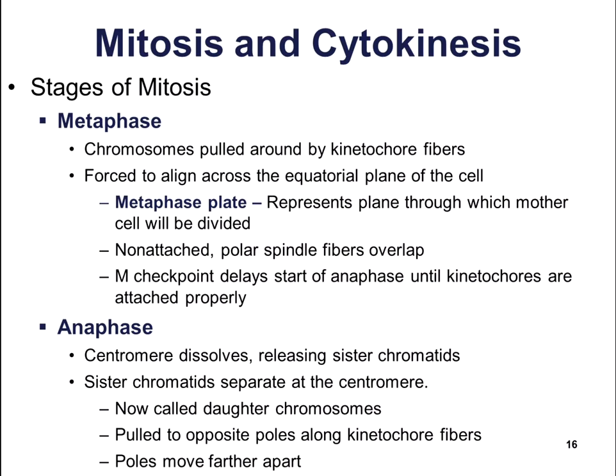In anaphase, we see the centromere dissolve, and therefore the sister chromatids are released. And they each separate at that centromere. They are now called daughter chromosomes, and they are pulled to the opposite poles along those kinetochore fibers. And the poles move farther and farther apart. So we are separating that original X that we had, so we now have 2 daughter chromosomes so that we can basically have 2 new cells in the end of this process.